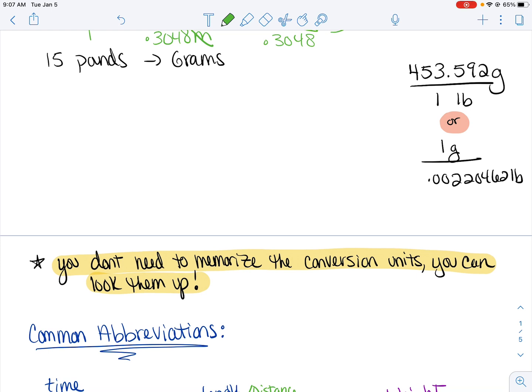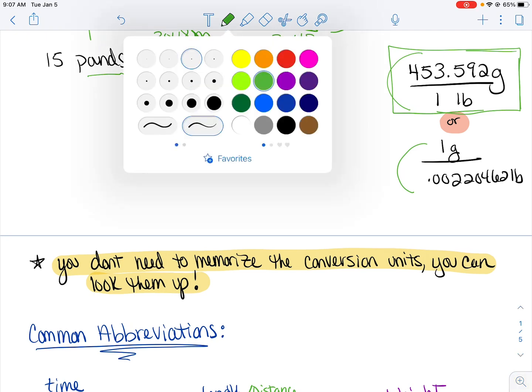Same idea for pounds to grams. Again, there are two conversion factors I gave you over here. There's 453.6 grams in a pound, or in 1 gram, there's 0.0022046 pounds. Again, I usually like to use the larger numbers because I feel like it's more accurate. So I would probably go with that first conversion factor, but same process.